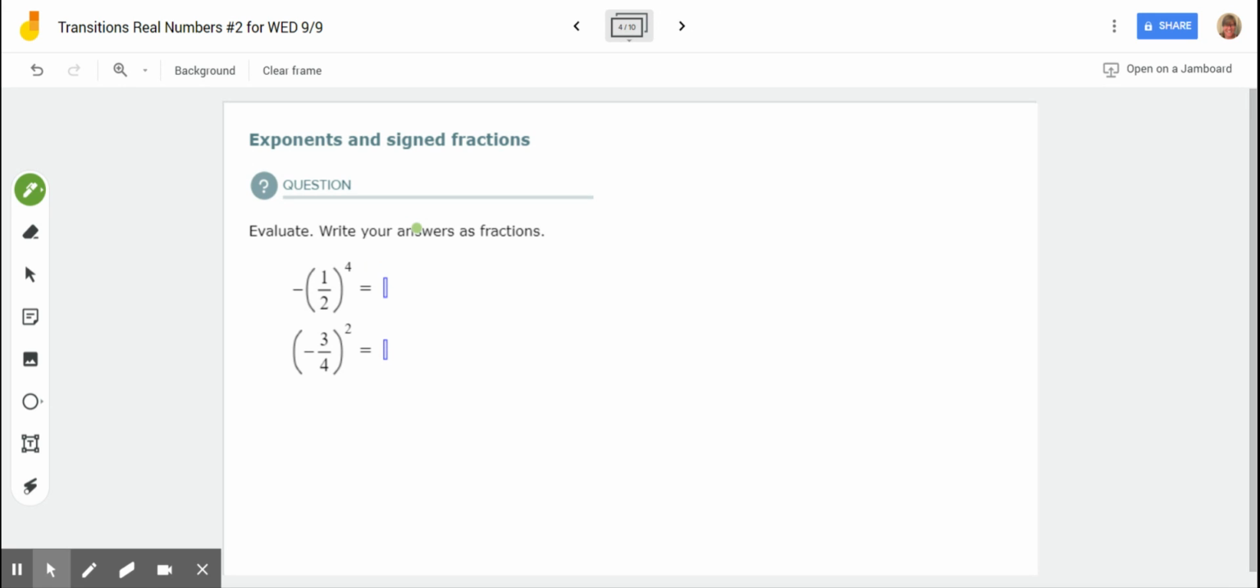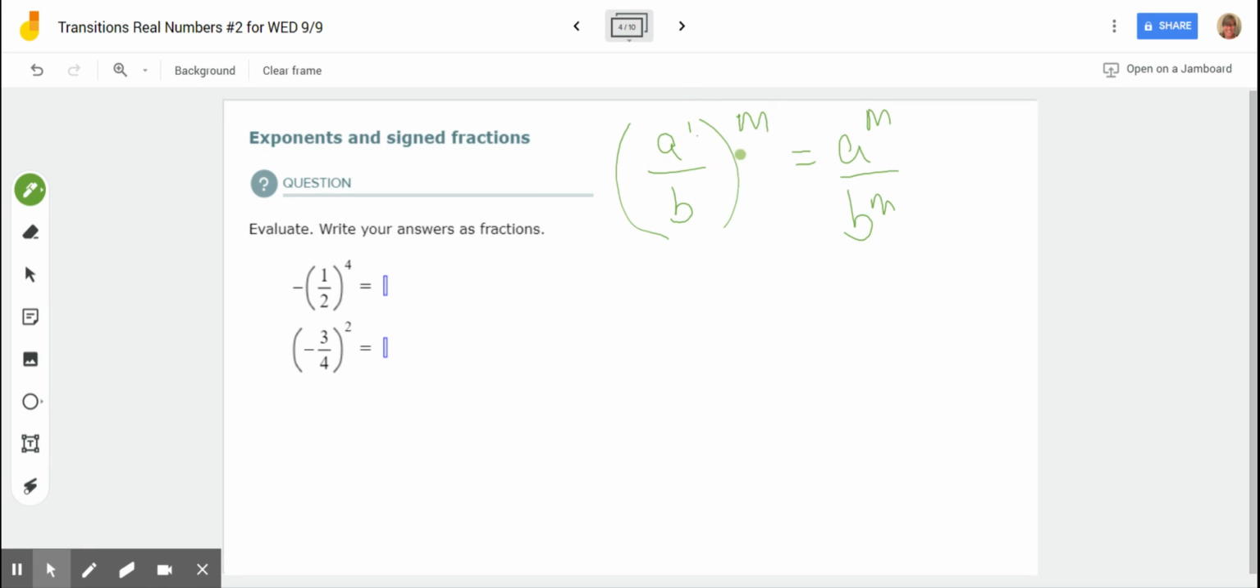I'm pretty sure the property they want you to know is that when you have A over B, as in a fraction, A stands for a number, B stands for a number, to a variable, let's call this variable M, that is going to be equal to A to the M over B to the M. In other words, you basically apply the exponent to both. Okay, that's what it's getting at.